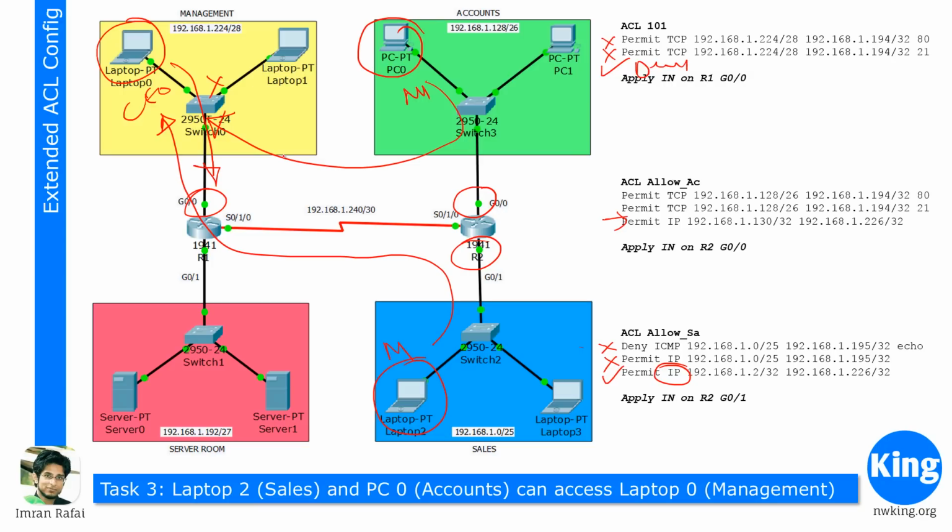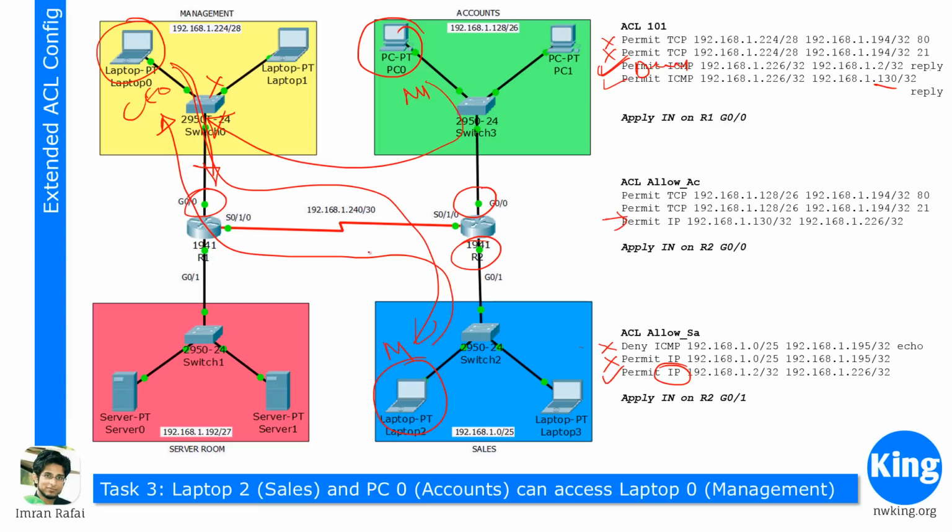So we need to put a permit statement in ACL 101 to let the echo reply out, right? So we say permit ICMP 192.168.1.226, which is laptop 0, going to 1.2, echo reply, let it pass. Similarly, we let traffic going to 130, which is PC 0, if it's an echo reply, please let it go through. Then laptop 0 will be able to send the echo reply back, and when you do ping, it will successfully work. So that will complete our task 3.